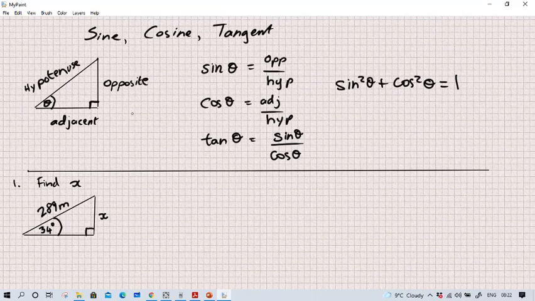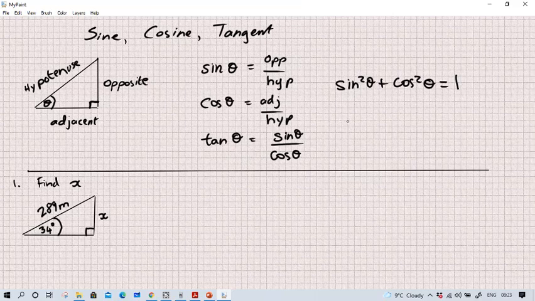In a right angle triangle, the length that's opposite the right angle is always known as the hypotenuse and is the longest length. If we're interested in the angle theta, well then theta can be given by sine theta equals opposite over hypotenuse. We could say cosine theta is the adjacent over hypotenuse, and the adjacent means the length beside the angle we're interested in. And then tan theta is always sine theta over cosine theta.